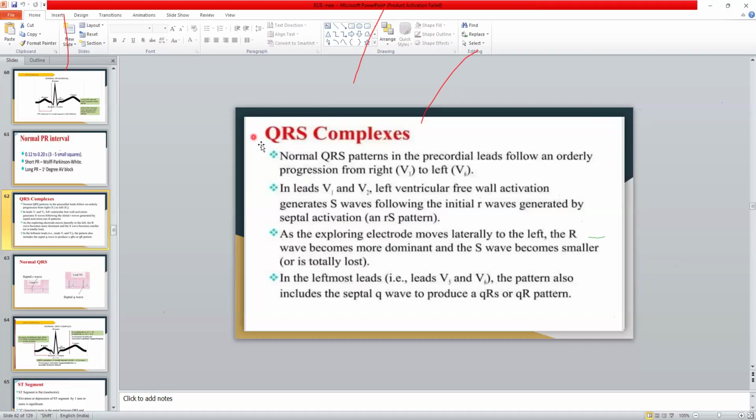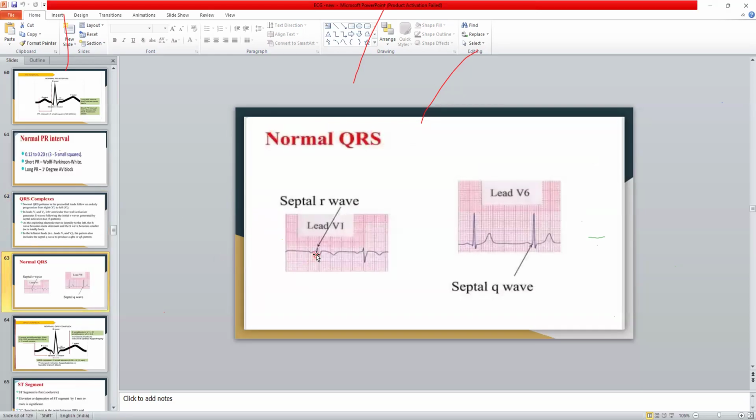You have to see these QRS complexes in the precordial leads. In the precordial leads, in V1 and V2, there is a left ventricular free wall activation. This generates the S waves following initial R waves. See, this is lead 1. Initial R waves. This is the small r.